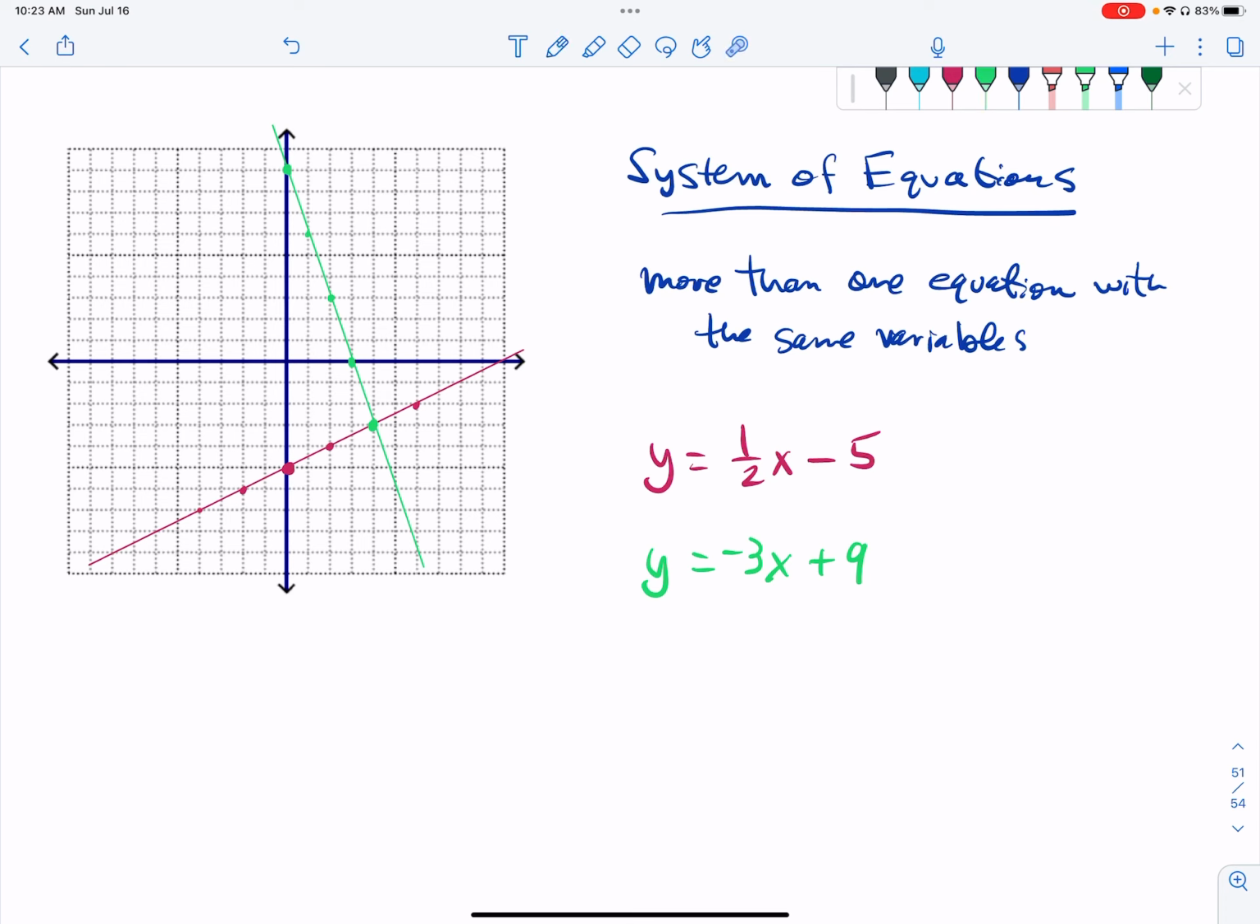Okay, so I have a set of equations, two equations, and they have the same variables x and y. When you solve a system of equations, what you're trying to do is find the point of intersection. A point of intersection is the point that satisfies both of these equations. So find the point of intersection.